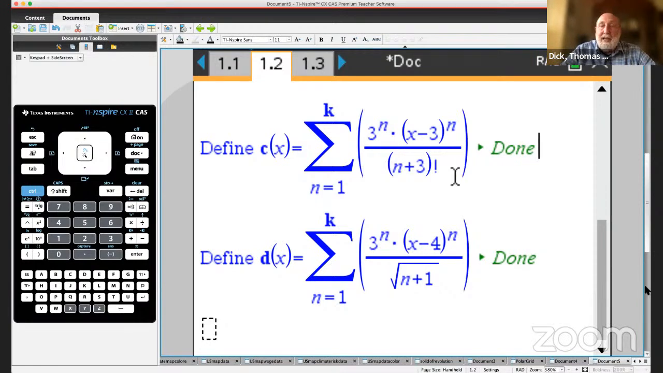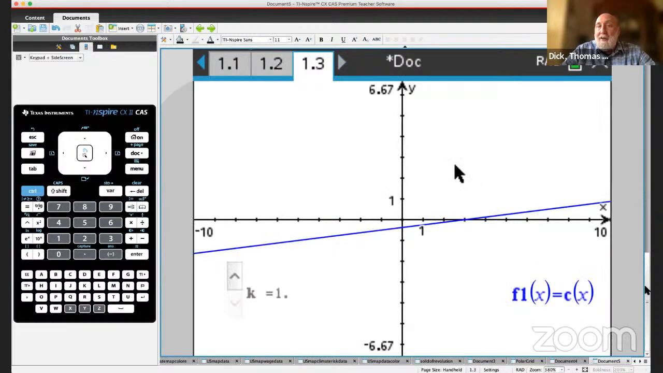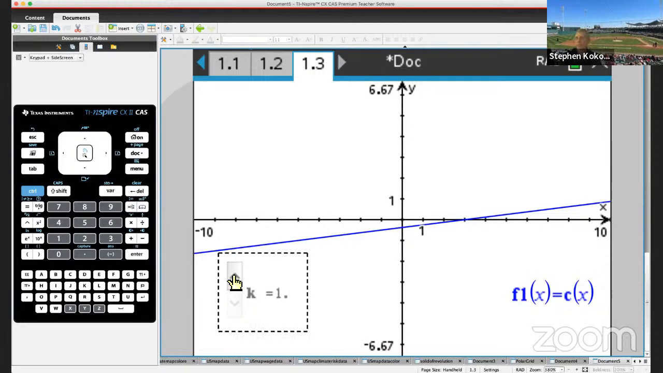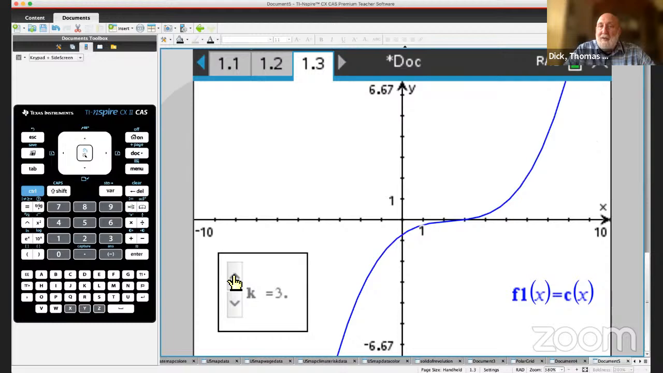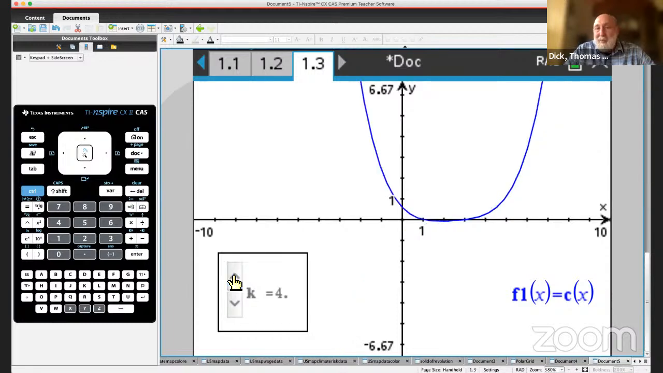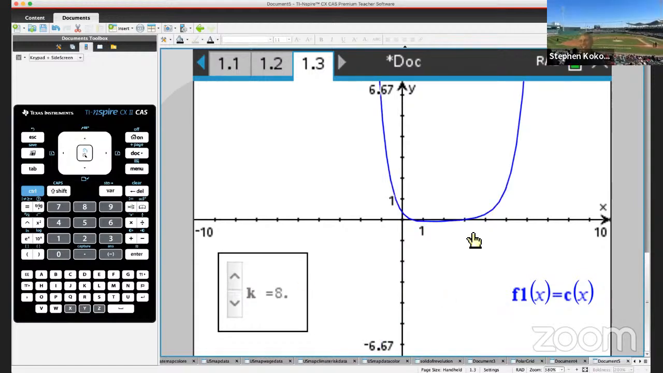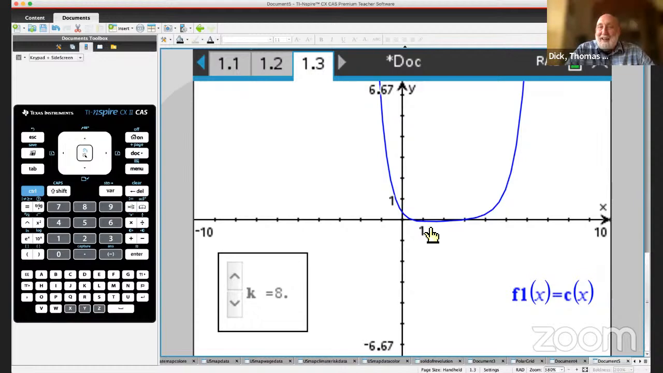So on the next page here, I put in that C of x as our F1. And I think, Steve, this was the one that converged for all real numbers, the entire line. Correct. But as I increase the K value, we see a quartic, cubic, different polynomials, but man, I'm not getting that sense of convergence really. In fact, it kind of looks like it's converging for a much smaller interval.